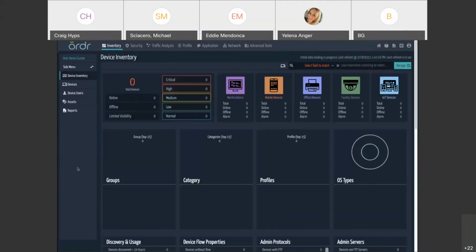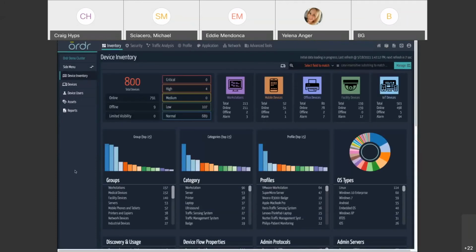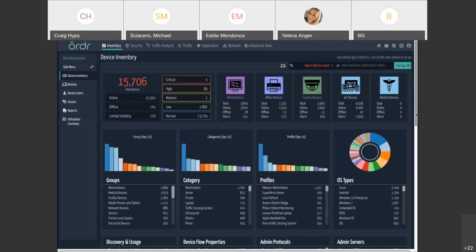Okay, so this gives you a sense of the level of visibility that you are getting through Order. This is a dashboard where we're showing how things are broken down: the total number of devices, how many are online, how many are off, critical ratings, and breaking them into different types of devices in the system.